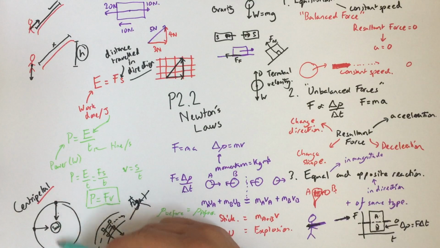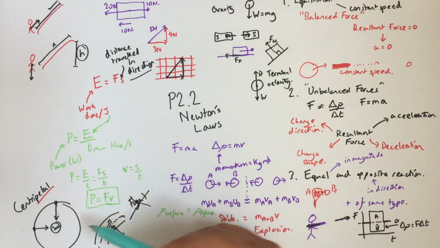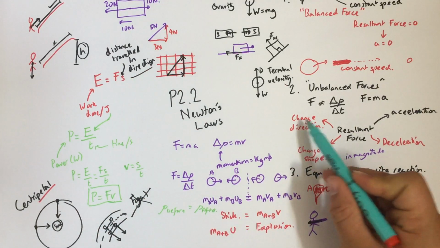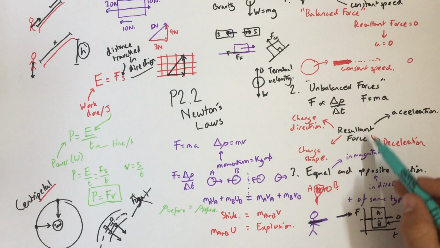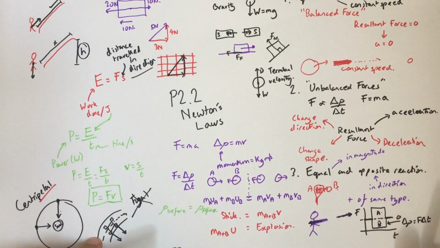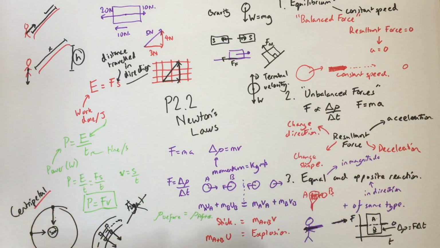And because there is a resultant force causing this, when something travels in a circle, your speed is constant, but you are still accelerating because you are changing direction. And so when there is a resultant force, you can change direction, like in a circle, without necessarily speeding up or slowing down. So that's just a brief overview of all the bits of P2.2.